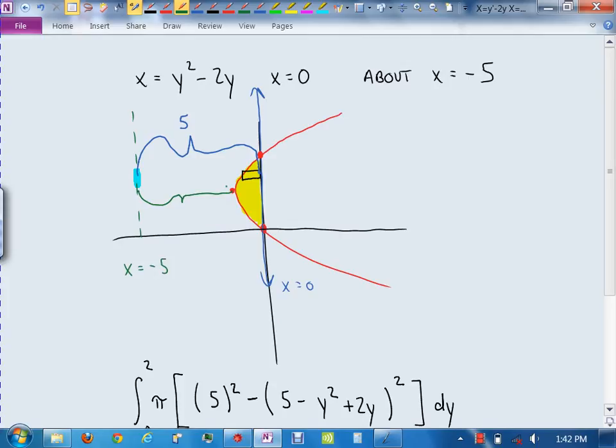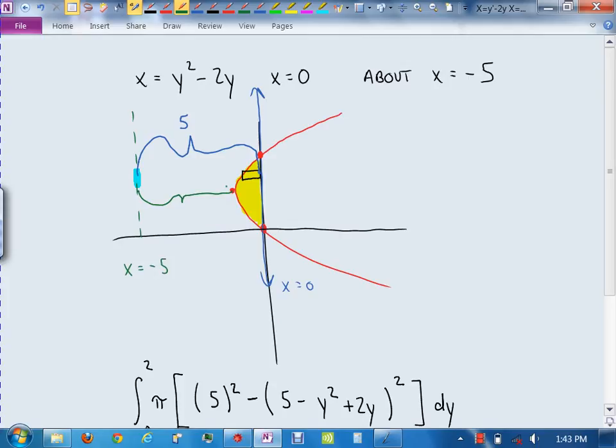Just for example, if I pick the point where my y coordinate is 1, when my y is 1, what's my x value? X is -1, isn't it? So I'm right here at this point. How far away would you be with this rectangle right here? How far is the inner distance? 4, right? It's 4.